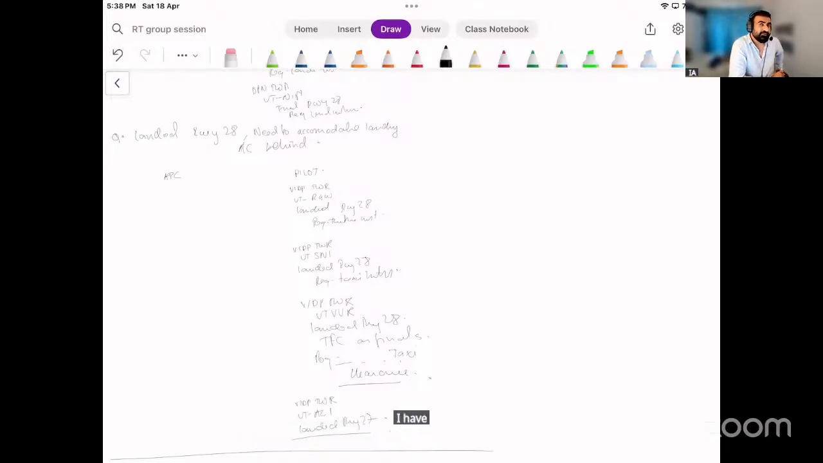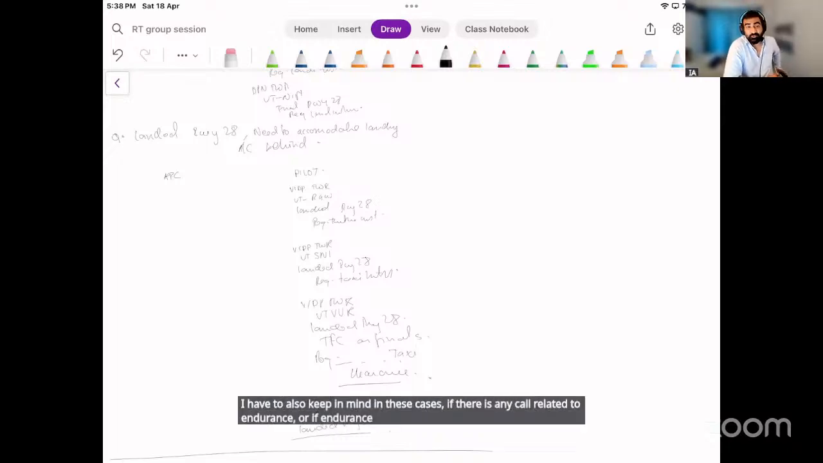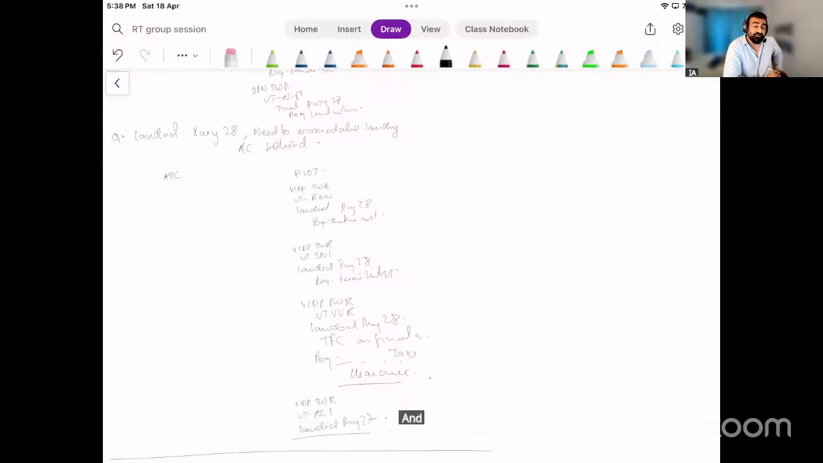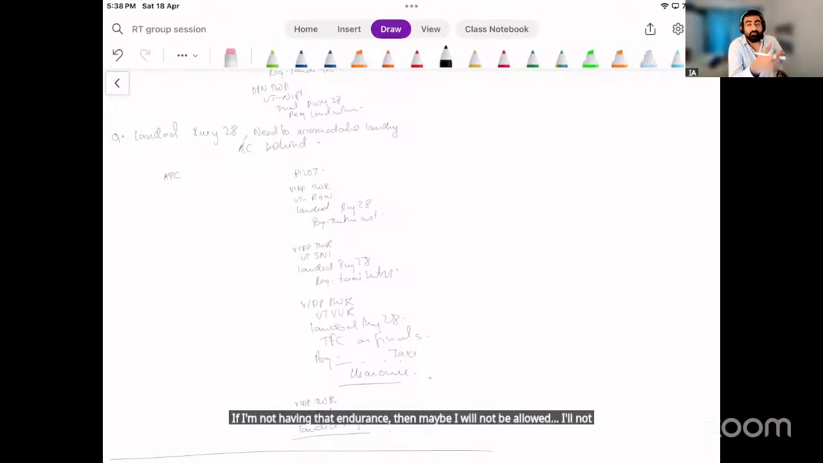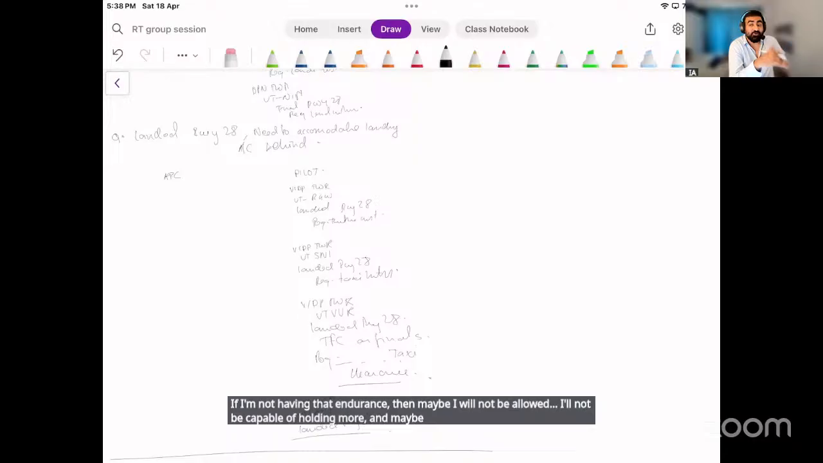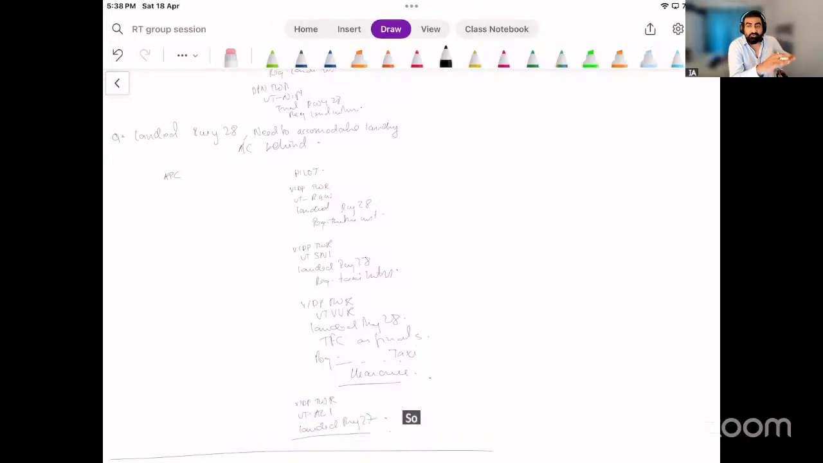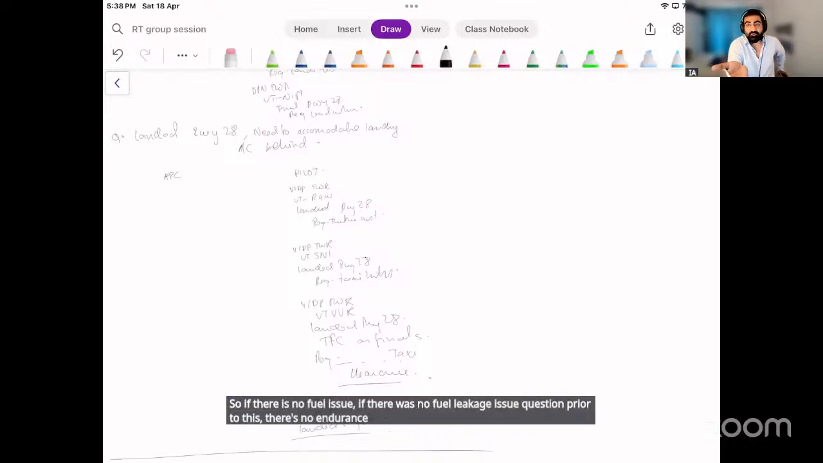I have to always also keep in mind in these cases if there is any call related to endurance, or if endurance was given to me, and if the time passed from departure till now has reached the total endurance point. If I don't have that endurance, then I'll not be capable of holding more, and maybe that's what I have to talk to ATC about. There could be two things in this situation. So if there is no fuel issue, no fuel leakage issue prior to this, no endurance related problem, then you just maintain your hold.